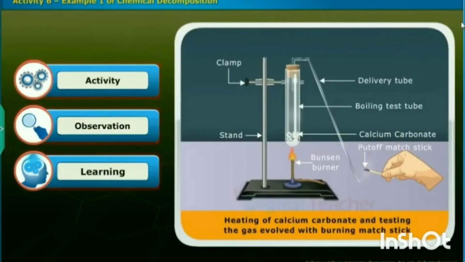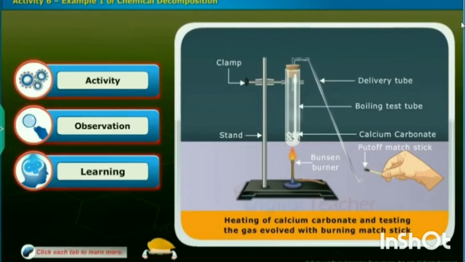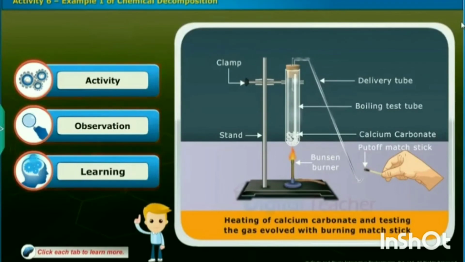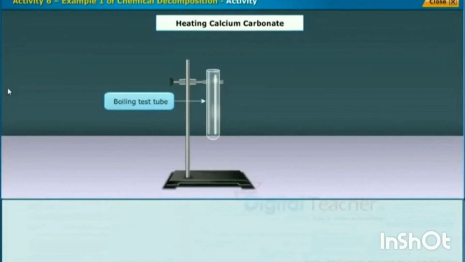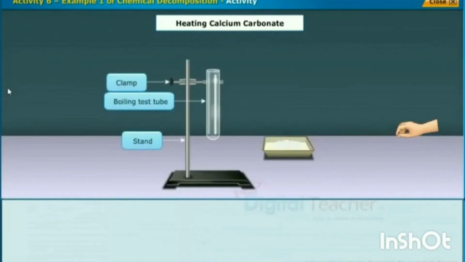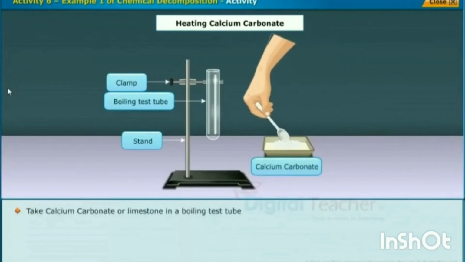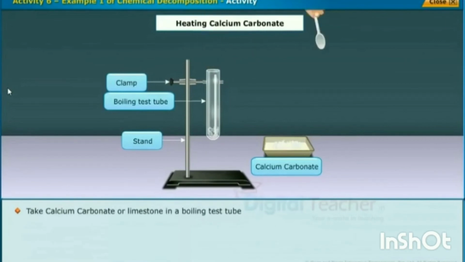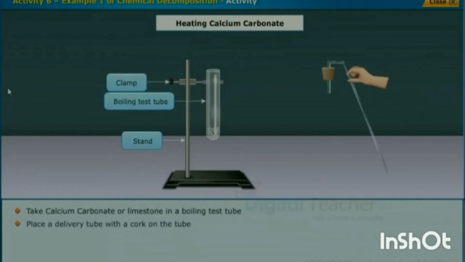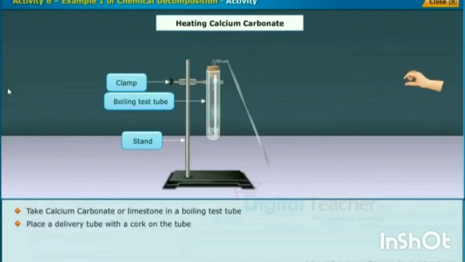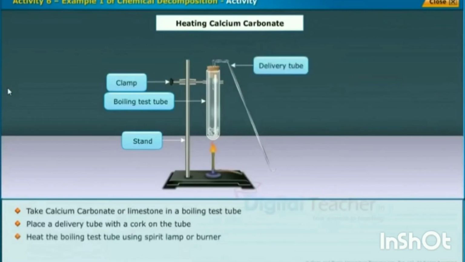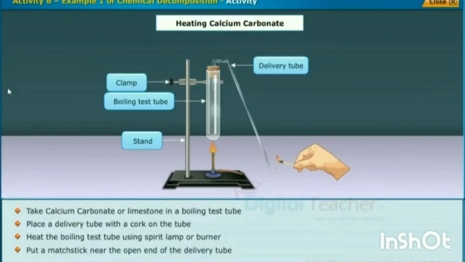Let's proceed with an activity to learn about chemical decomposition reactions. Here we'll see an activity of heating of calcium carbonate. As you can see the setup, we take calcium carbonate, which is commonly known as limestone, in a boiling test tube. Then we place a delivery tube with a cork on the tube and heat the boiling test tube using a spirit lamp or a Bunsen burner. Then we put a matchstick near the open end of the delivery tube.